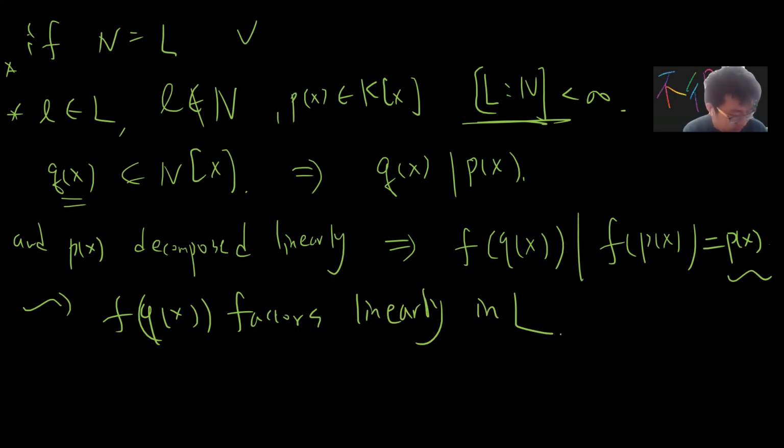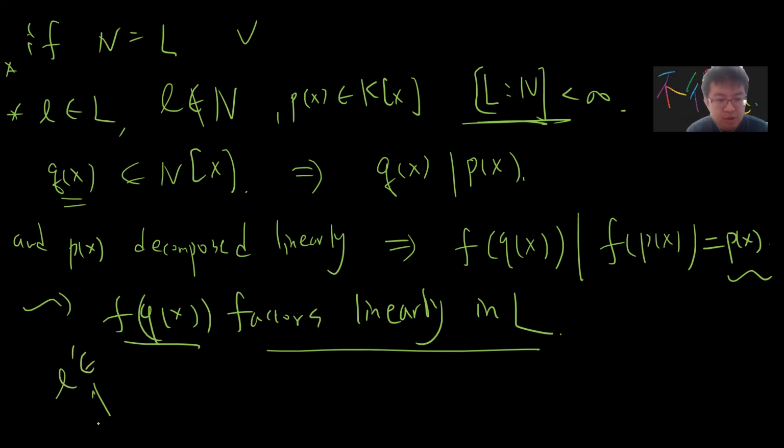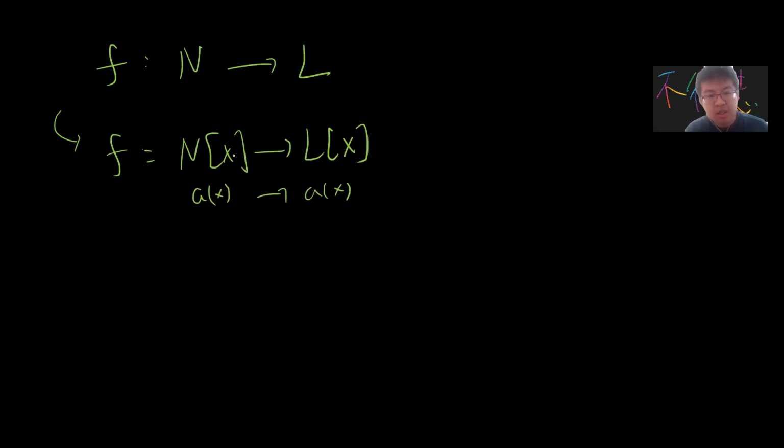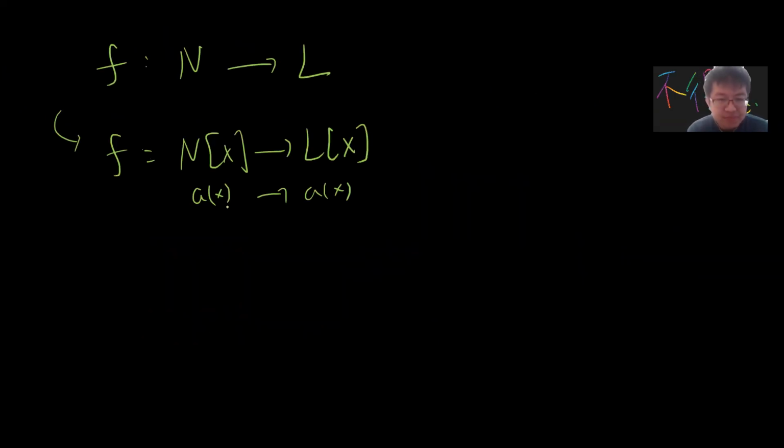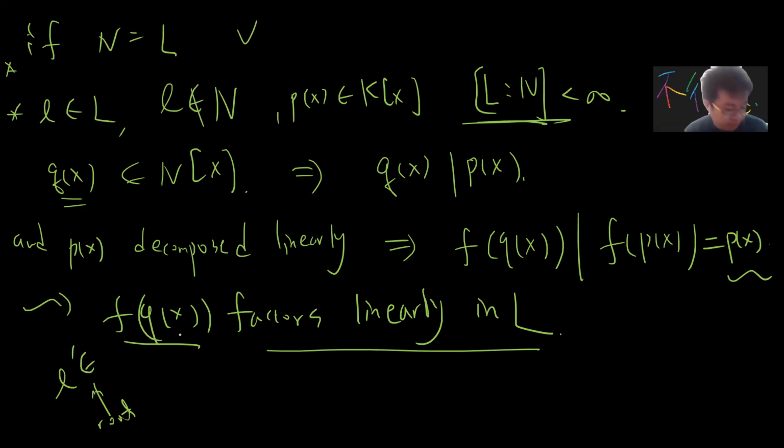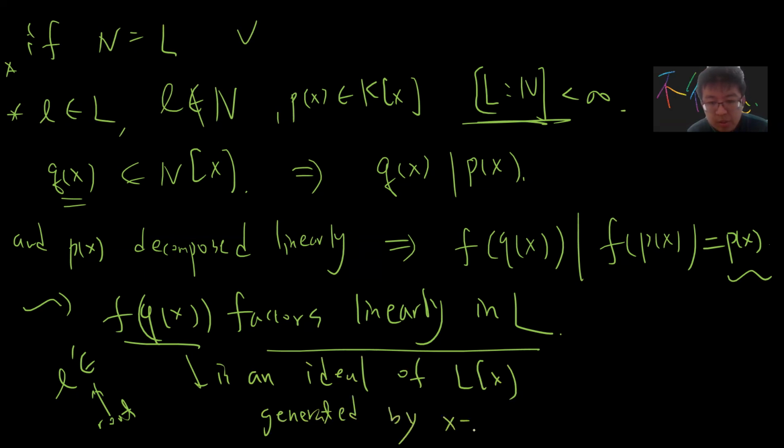Okay, so the proof is done. Why is the proof done? Because now F Q of X factors linearly in L. So let L prime be a root of F Q of X. Remember that originally your F contains this, and you can extend it into N of X mapping to L of X, just mapping any polynomial in X to a polynomial in X. Now this F Q of X factors linearly in L, which tells you that this F Q of X is an ideal of L of X generated by X minus L prime.